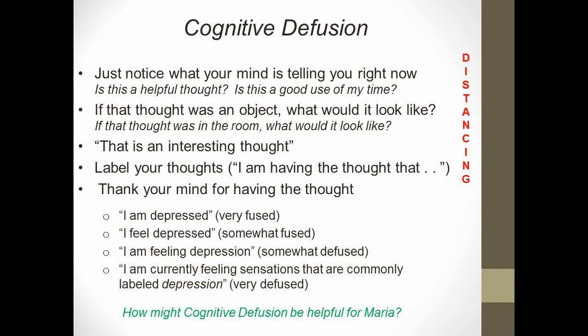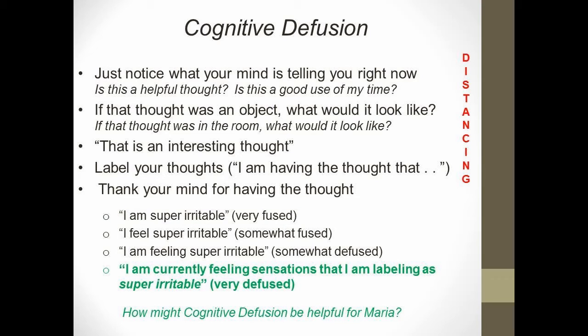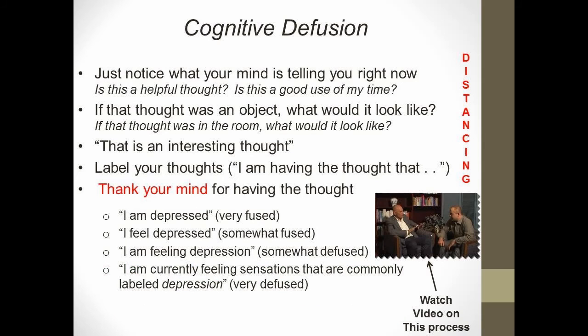How might cognitive diffusion be helpful for Maria? From the case study, Maria described herself as super irritable. Through cognitive diffusion, she may be able to modify her thinking and become less fused with it. Please watch the Stephen Hayes video on cognitive diffusion in order to understand the process better. Now, actually, the video is titled Cognitive Fusion, but it explains nicely the concept of diffusion in a therapeutic setting.